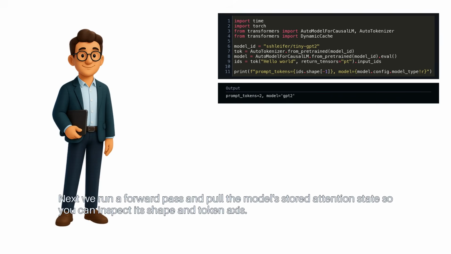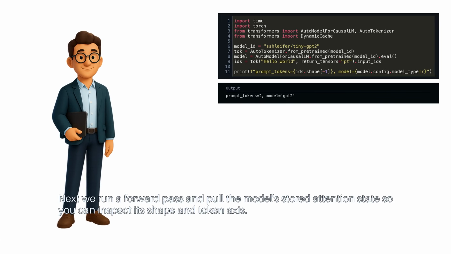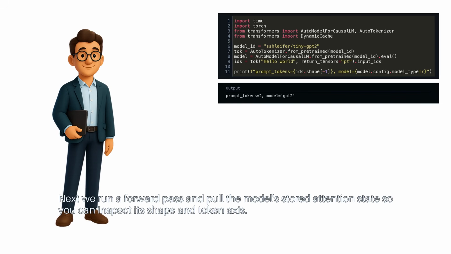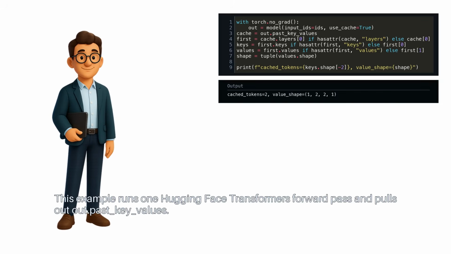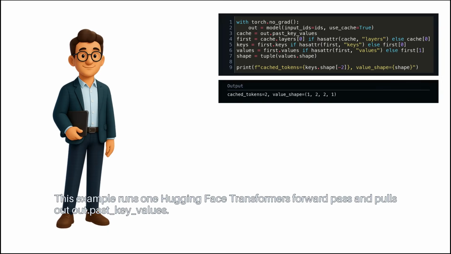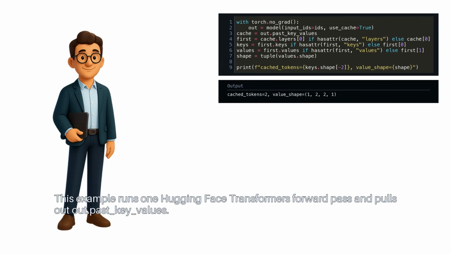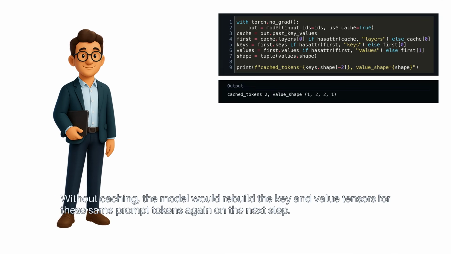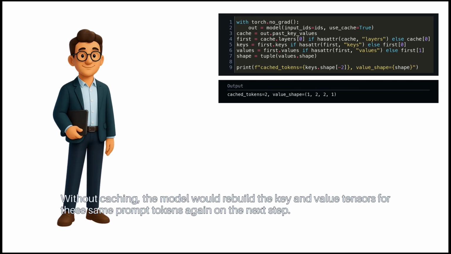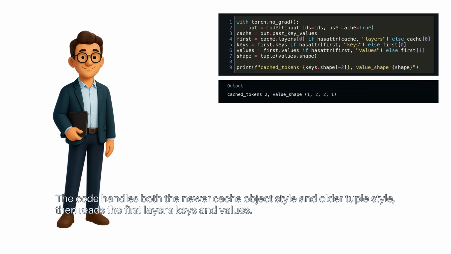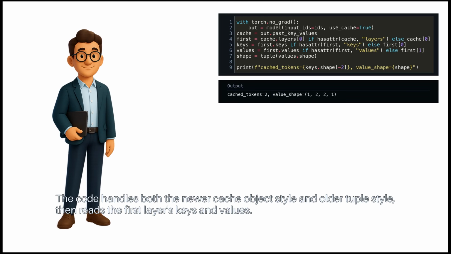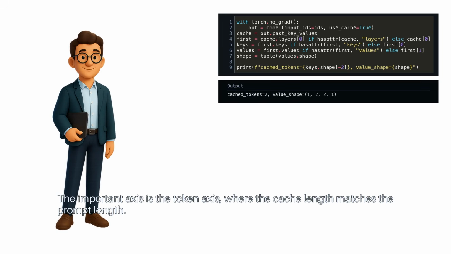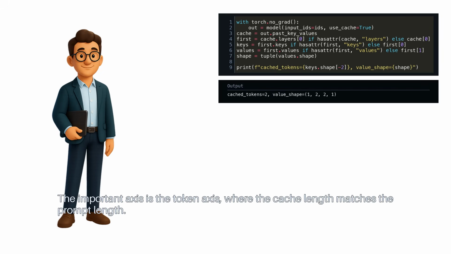Next, we run a forward pass and pull the model's stored attention state so you can inspect its shape and token axis. This example runs one Hugging Face Transformers forward pass and pulls out out.past_key_values. Without caching, the model would rebuild the key and value tensors for these same prompt tokens again on the next step. The code handles both the newer cache object style and older tuple style, then reads the first layer's keys and values. The important axis is the token axis, where the cache length matches the prompt length.